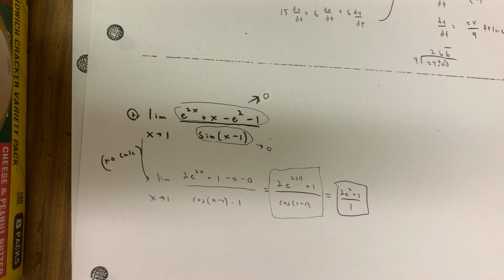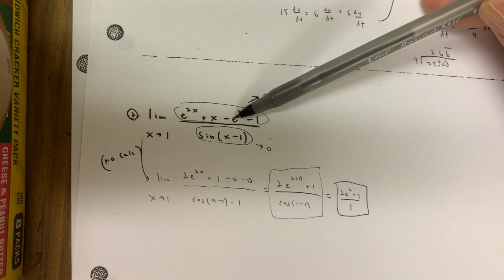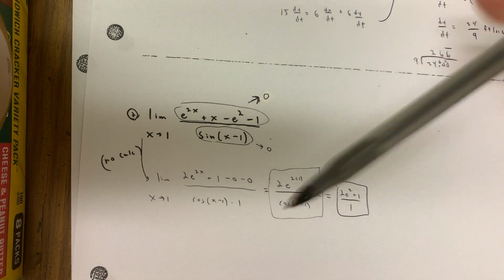I'm sure it's going to show up somewhere in a part 2, whether it's a limit of a quotient that becomes 0 over 0 and you need L'Hopital's rule, or just a limit of a quotient where you get an answer. All right, so be on the lookout for that.